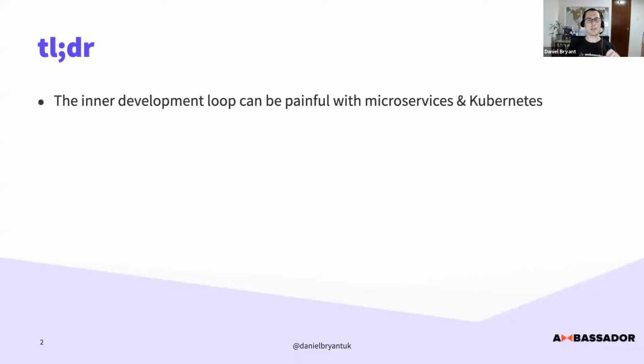The inner development loop can be painful when you move to microservices and Kubernetes. This is the very fast build, test, code kind of loop. With microservices, there are just more things, more dependencies. And with Kubernetes, there are more layers, right? It's a bit turtles all the way down sometimes. You've got a container running on Kubernetes, running on VMs, running on bare metal. Networking is sometimes complicated, and the container runtimes add more complexity, right?